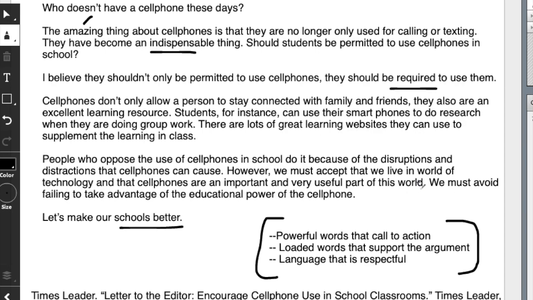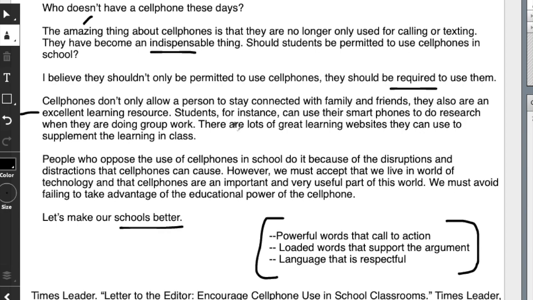Cell phones don't only allow a person to stay connected with family and friends, they also are an excellent learning resource. So in the educational world, the word excellent and the idea of a learning resource. Again, we're building our case. They support our argument. Loaded words that support our argument. Cell phones are an excellent learning resource. That phrase of words, excellent learning resource, supports our argument, loaded words that we can refer back to for their persuasiveness.